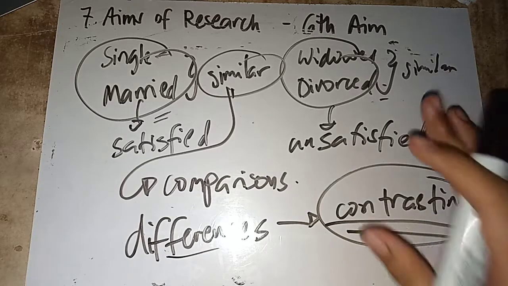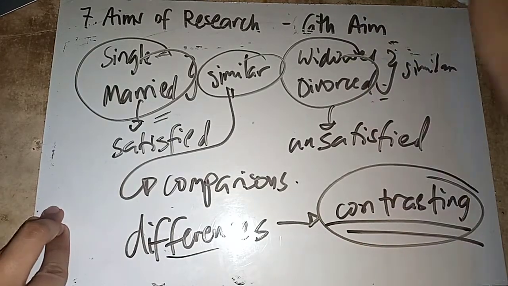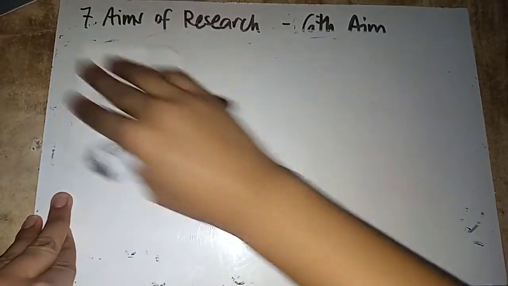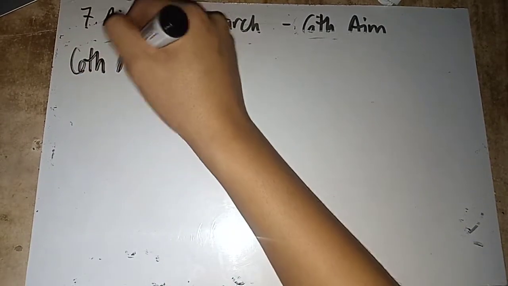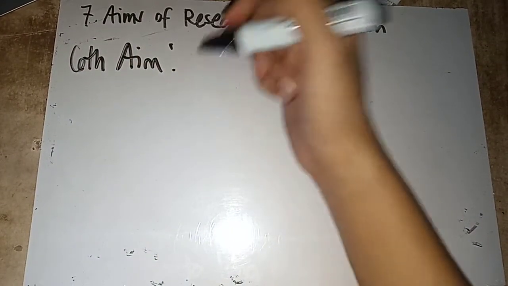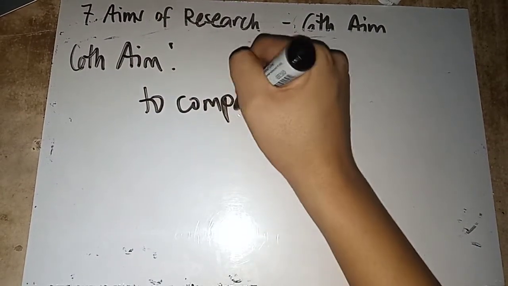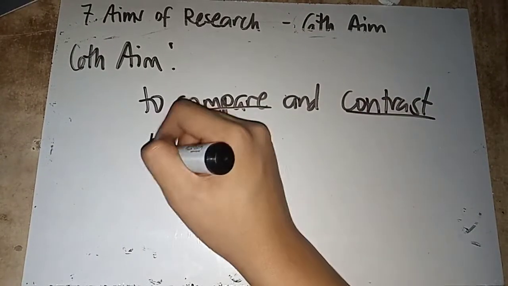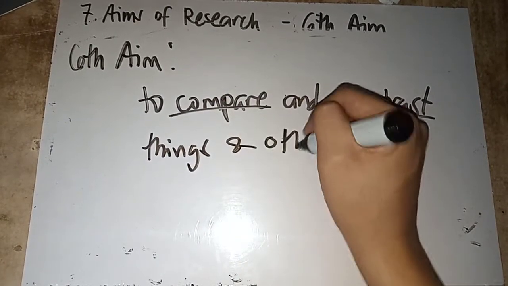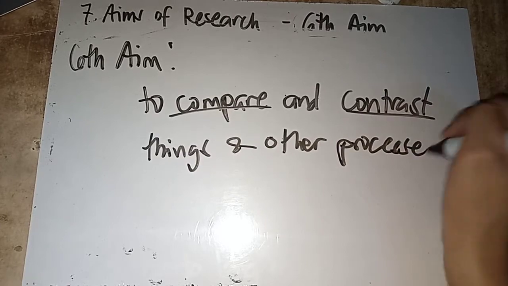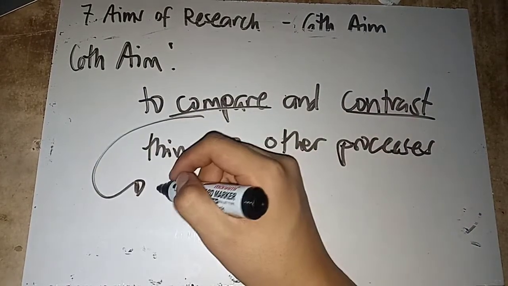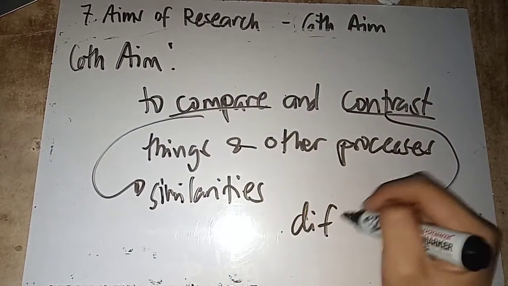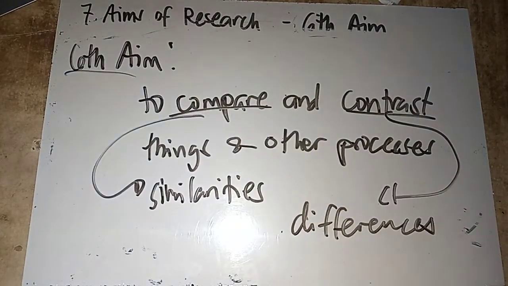Now, how can we relate this to the sixth aim of research? Okay? So, given that situation, our sixth aim of research is to compare and contrast. Okay, compare and contrast what? Things and other processes. So, comparing means to find similarities and contrasting means to find differences. So, that would be the sixth aim of research.